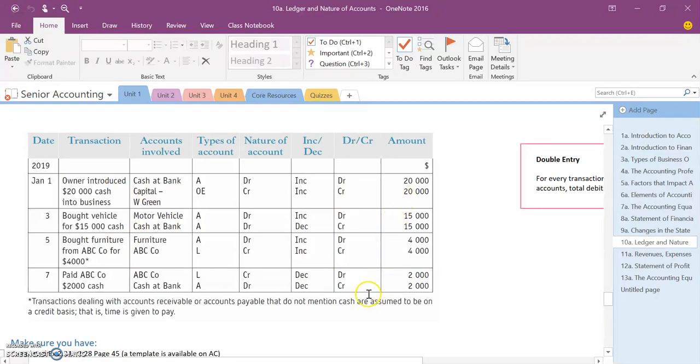Okay, I'll let you have a bit more of a look through that example transaction table, so maybe pause this for a second. The thing just to note down the bottom there: any transactions with accounts receivable or accounts payable, if they don't mention cash being involved, we're going to assume that they have been sold or purchased on a credit basis. Okay, and therefore there wouldn't be any impact on our cash at bank account. It would go straight through to either accounts payable if we are buying something as a business, or accounts receivable if we have sold goods.